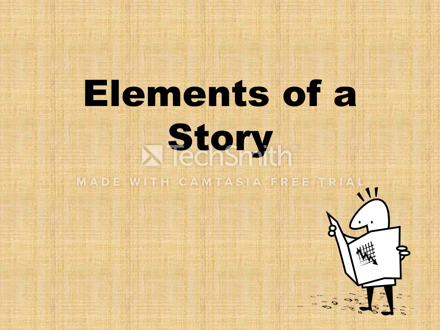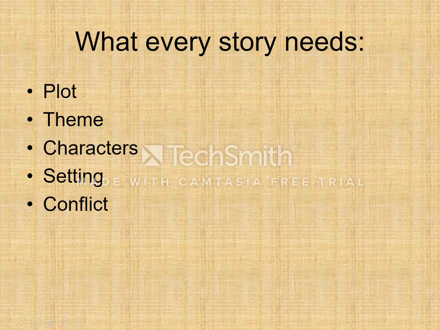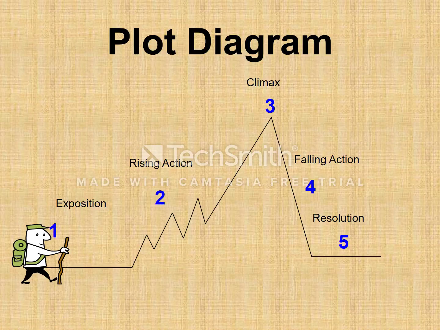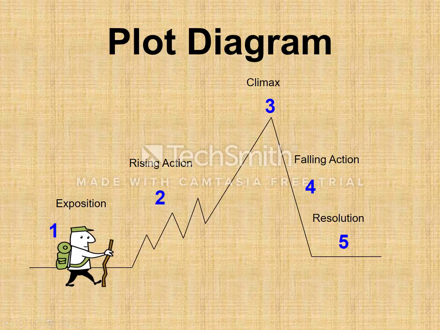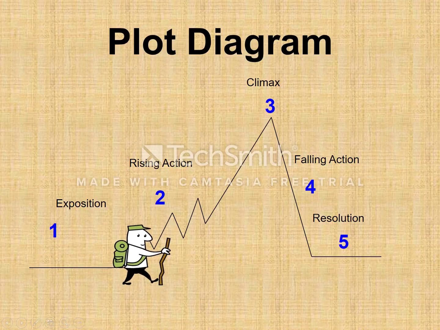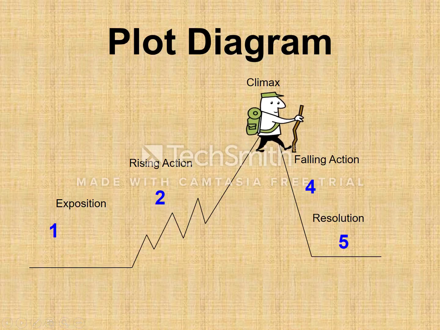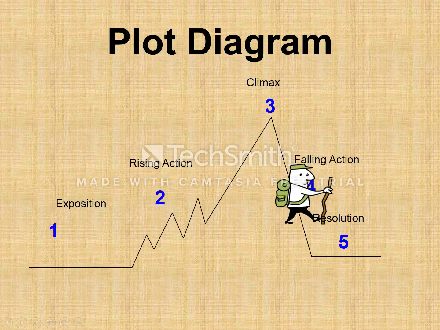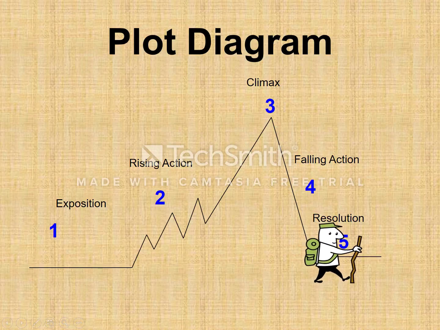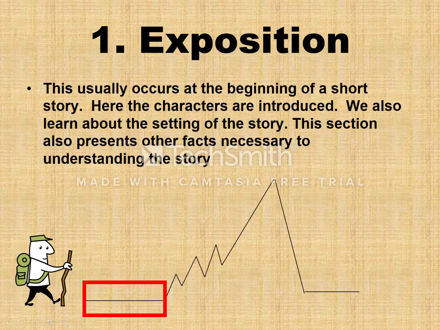Today we're going to be looking at the elements of a short story. Most stories have a plot, a theme, your characters, setting, and a conflict. And most short stories can be diagrammed using the diagram in the picture that is shown. You have your exposition, your rising action, your climax, your falling action, and then finally your resolution. So let's take a look at all of the different elements.